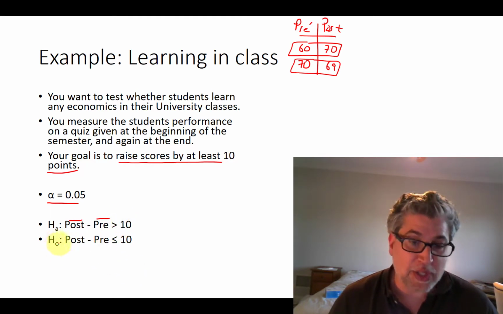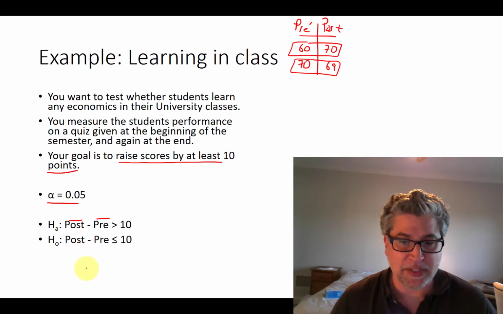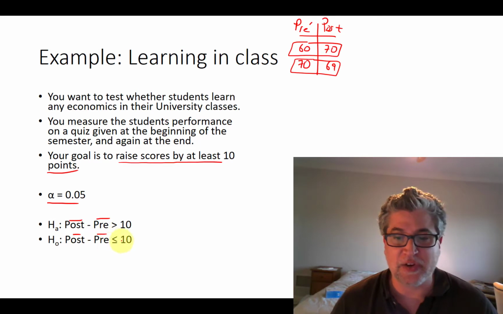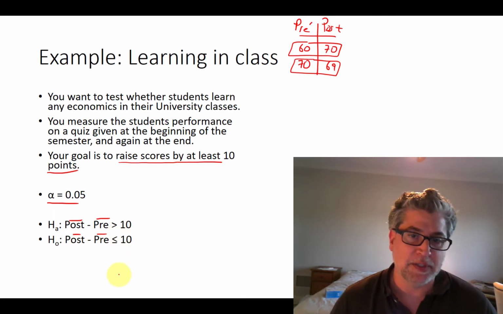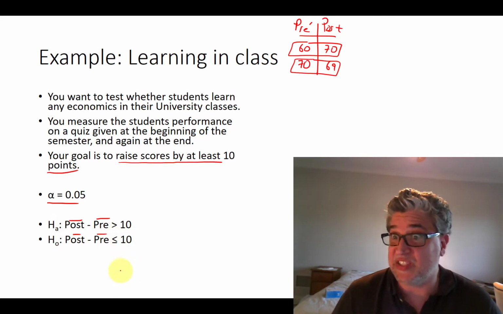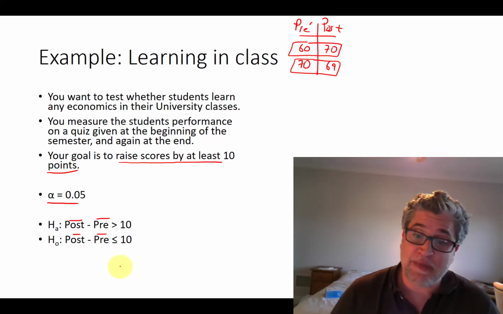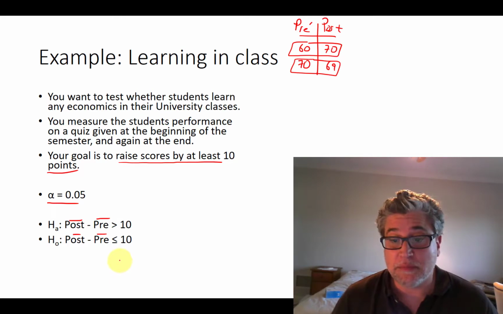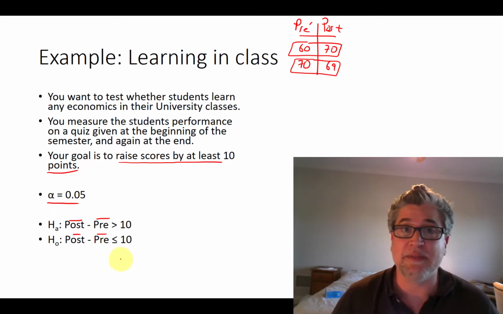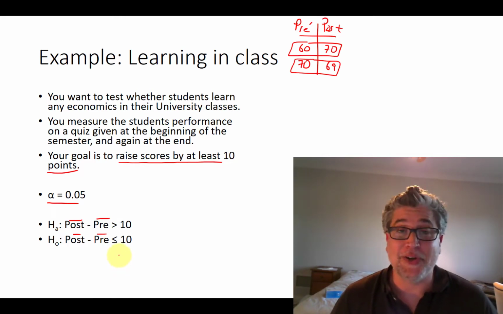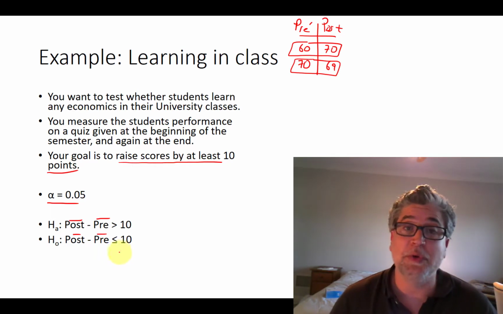Now, the logical complement of that is the null hypothesis, and that just says that the average post minus the average pre is less than or equal to 10. So, in other words, the professor doesn't increase scores by 10 points, maybe even by nothing, maybe even by, who knows, a negative number. Maybe the class does damage. Certainly wouldn't be the first time.